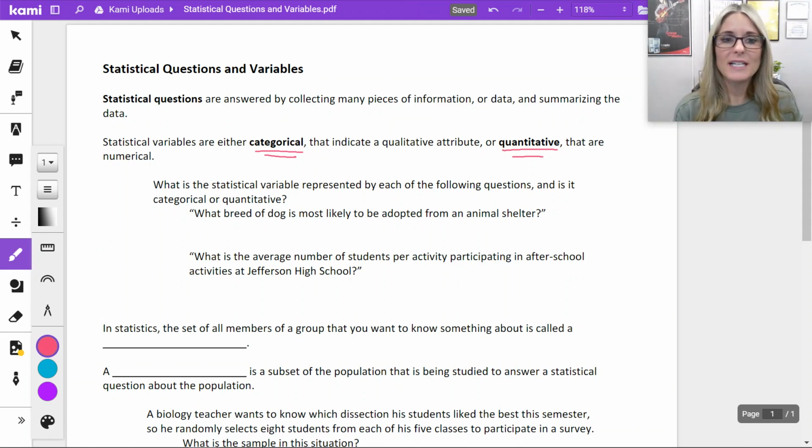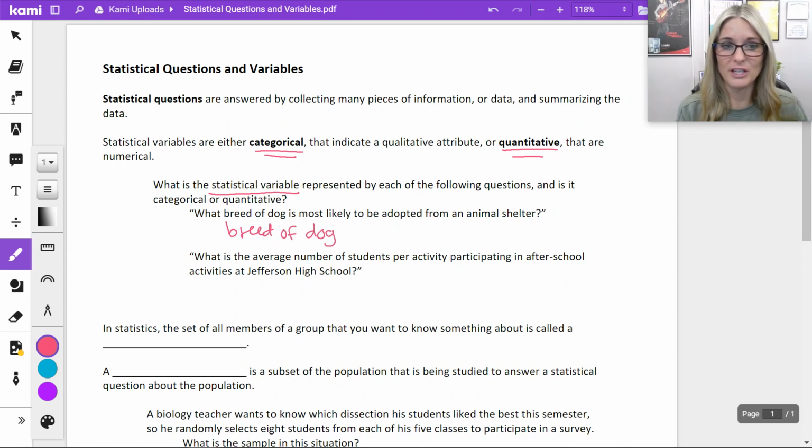So look below. What is the statistical variable represented in each of the following questions? And then is it categorical or quantitative? The first question is, what breed of dog is most likely to be adopted from an animal shelter? If I asked you that question, what type of answers are you going to give? Are you going to give categorical or like a numerical answer? I'm asking what breed of dog. And so that's our statistical variable, the breed of dog.